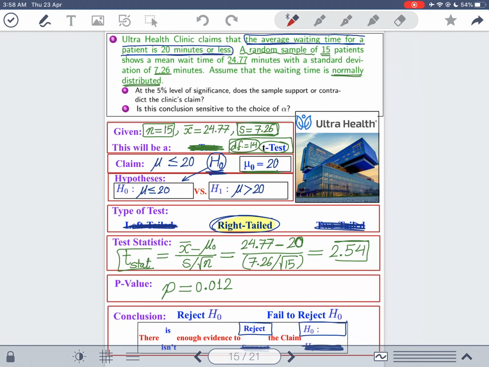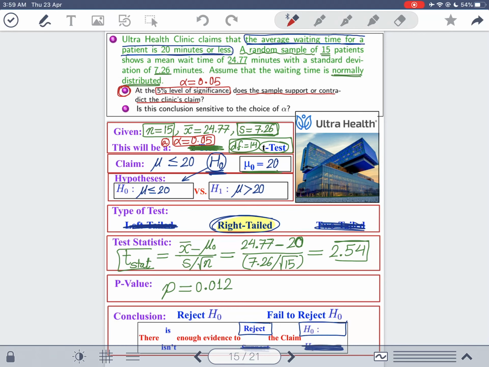Of course, this has two parts. The first part is at the 5% level of significance. Good, so I need to write it here. Alpha is 0.05. And please write it also in the given, 0.05, and it's in part A. So maybe part B has something else, but write everything in the given. Does the sample support or contradict the clinic's claim?